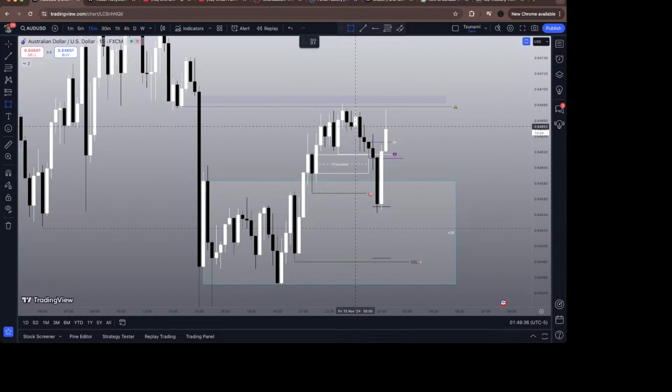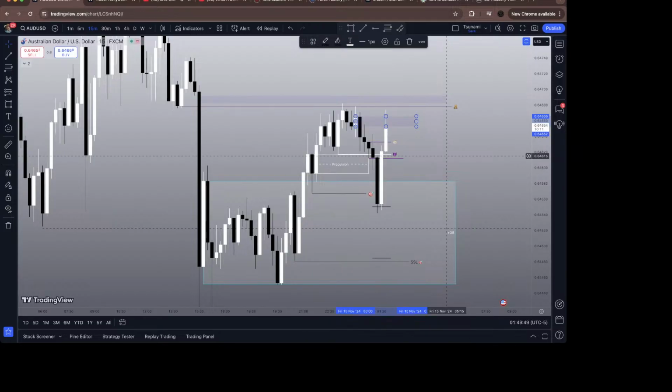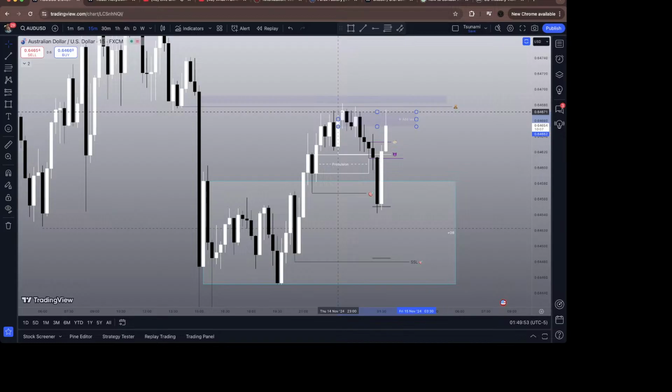Again, this is our return to origin, right? I don't even know what type of block this is. What type of block is this? This would be classified as a bearish order block. I guess this whole thing right here is a bearish order block.